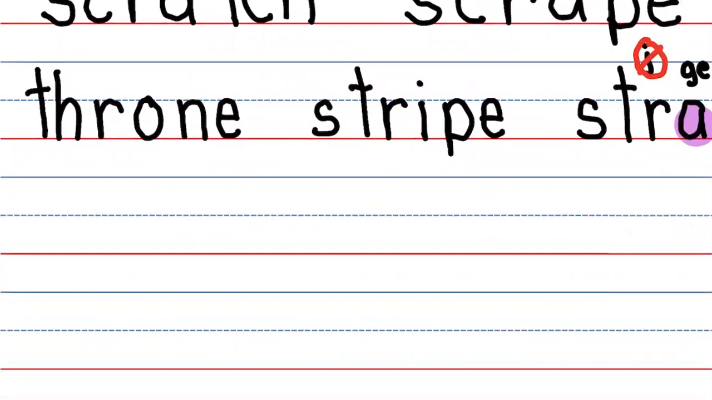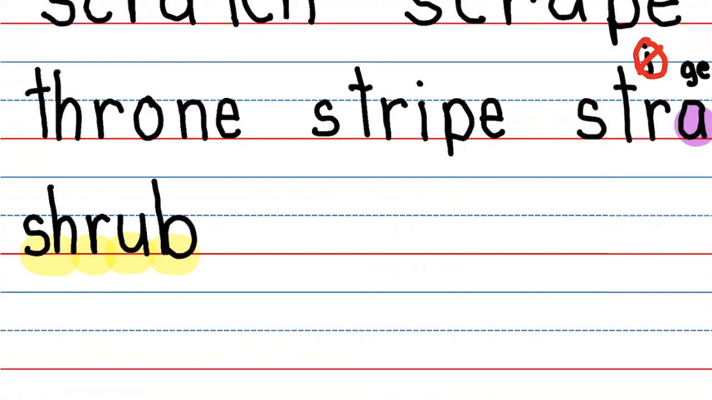Now let's go to shrub. Shrub. What are the sounds? Let's spell those sounds. Spelled with a SH. Spelled with a U. And when I say B, my lips start out closed and I start with the line. There. Shrub. Let's say the sounds again. Shrub.